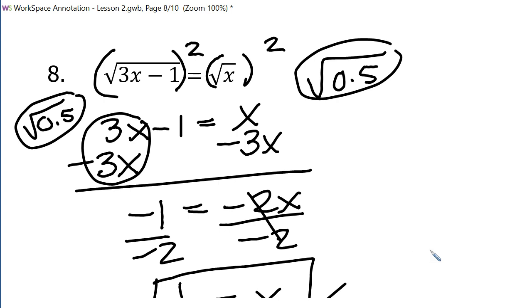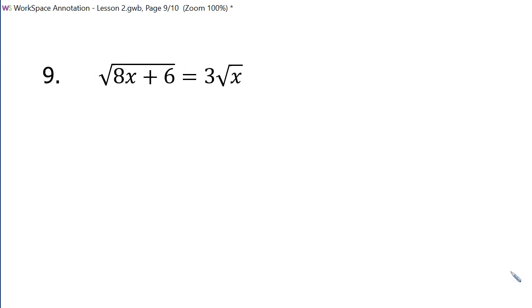Next one, number 9. Number 9 is slightly different. How is number 9 just a little bit different? It has the 3 out front, but we're going to do the same process. It's going to be very similar. But where is x? Under the square root.